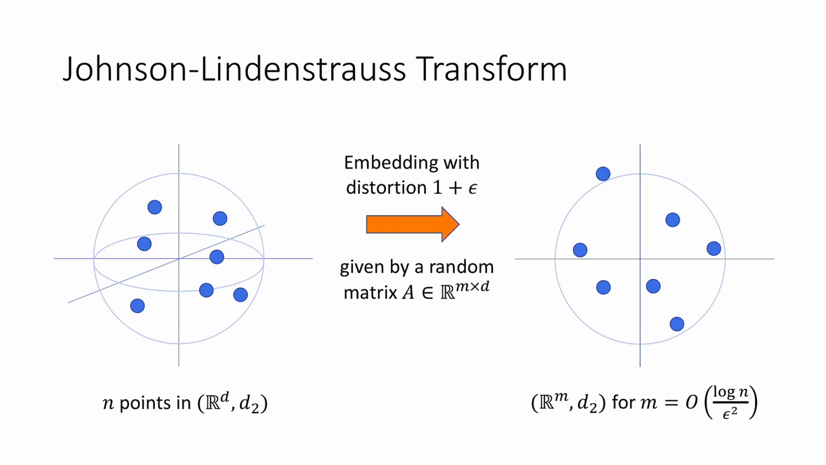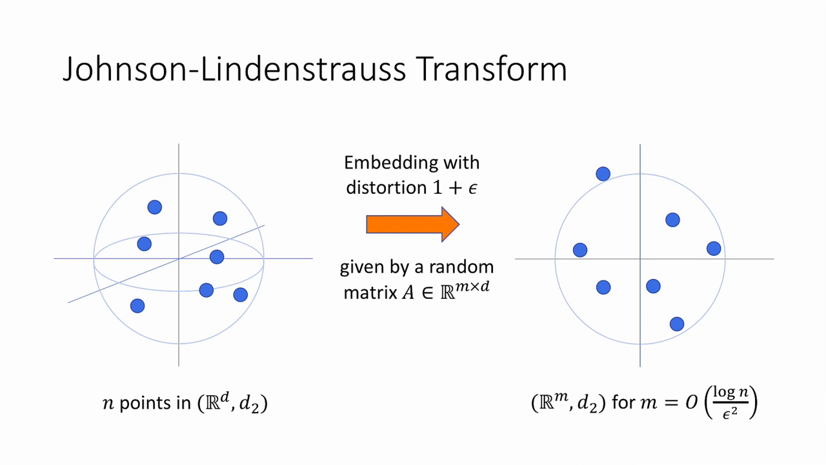So this establishes, up to some details for you to fill in, the Johnson-Lindenstrauss lemma. That is, given any n points in R^d, with the L2 metric, we can embed that with distortion 1 plus epsilon, very, very tiny distortion, into a much, much lower dimensional space, R^m, where m is big O of log n over epsilon squared.